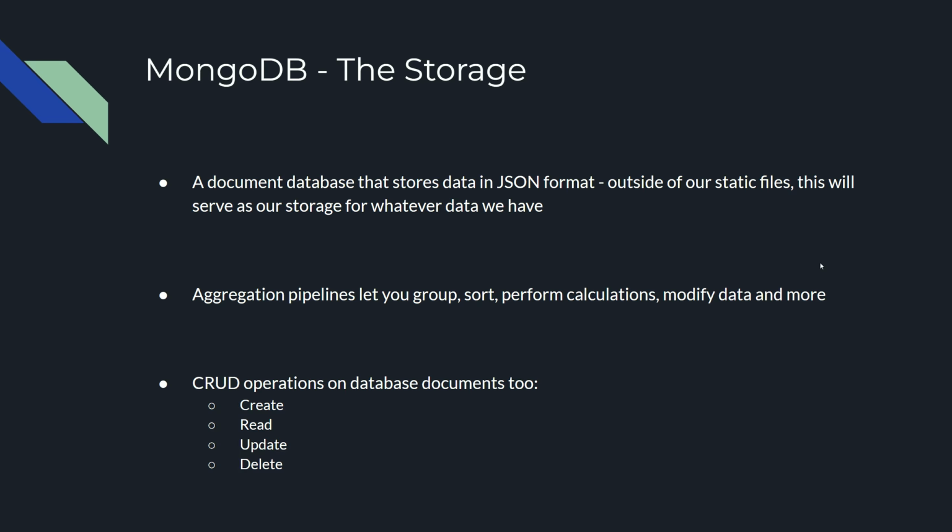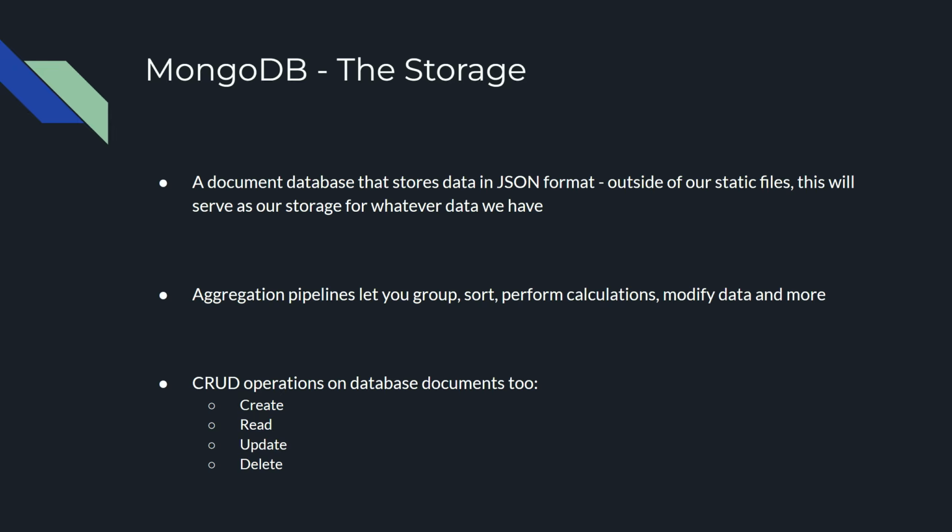And MongoDB is the last part of that, which is basically just the storage. Specifically, MongoDB is a document database that stores data in JSON format. Compared to the regular static files that we mostly deal with on the front end, this helps serve as our storage for whatever data we might be working with.